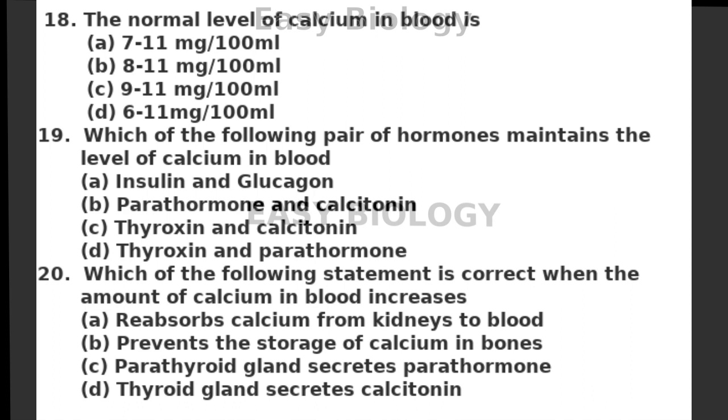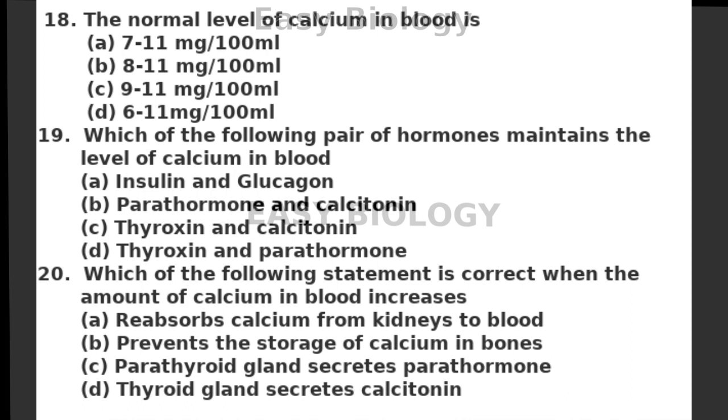Question number 18. The normal level of calcium in blood is A. 7 to 11 milligram per 100 ml. B. 8 to 11 milligram per 100 ml. C. 9 to 11 milligram per 100 ml. D. 6 to 11 milligram per 100 ml. The correct answer is 9 to 11 milligram per 100 ml.